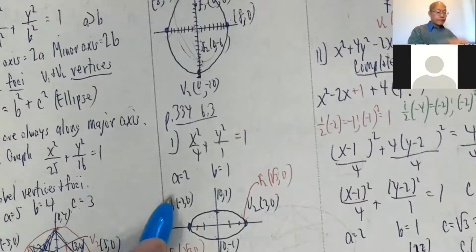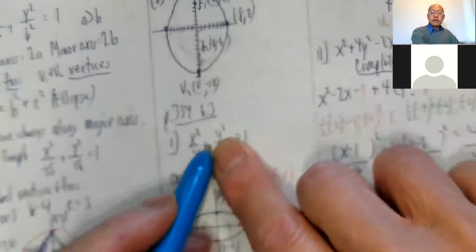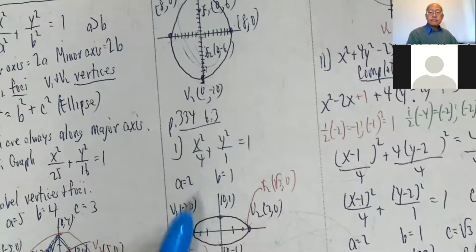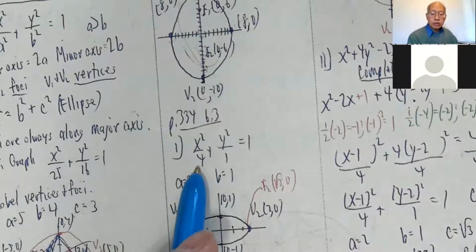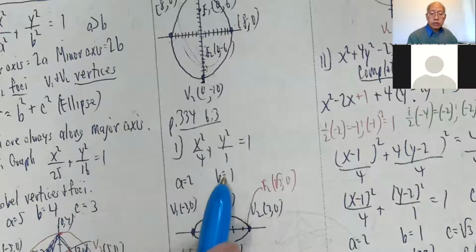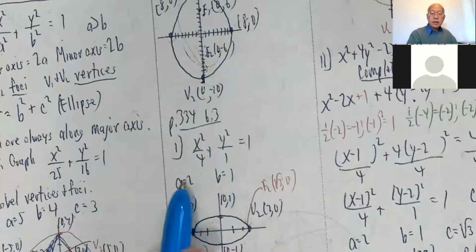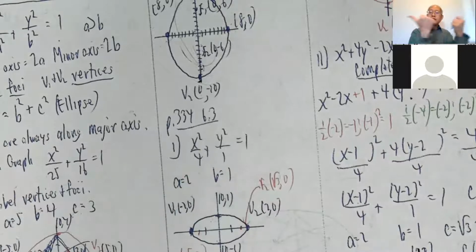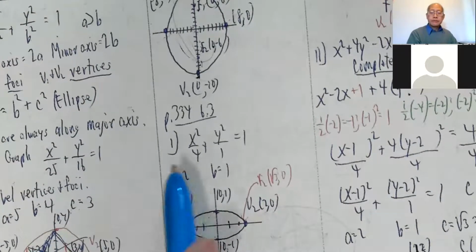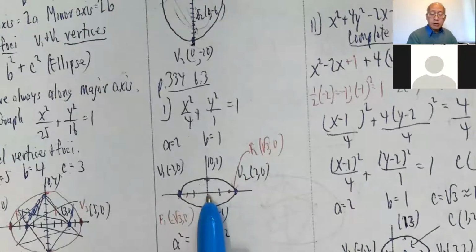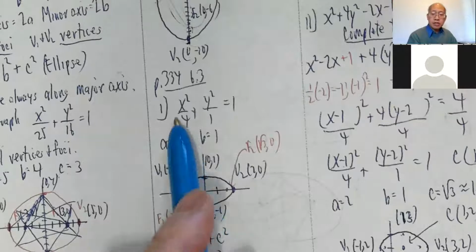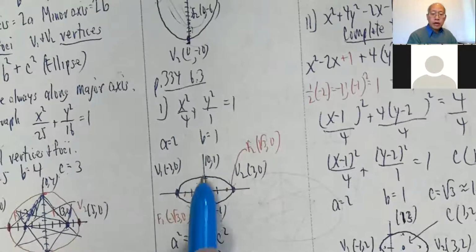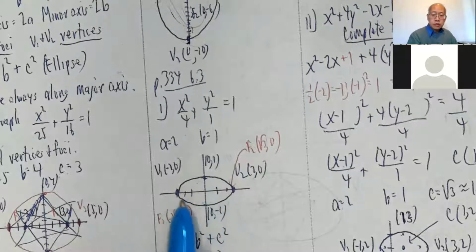Number 1, x squared over 4, it just says y squared, treat it as y squared over 1. That tells me a is 2, take the square root of that. B is 1, square root of that. So the number underneath the x is bigger, so I'm going more left and right than up and down. Starting from the center, which is (0, 0) unless it gets translated, I go 2 to the left and right, 1 up and down, draw my ellipse.